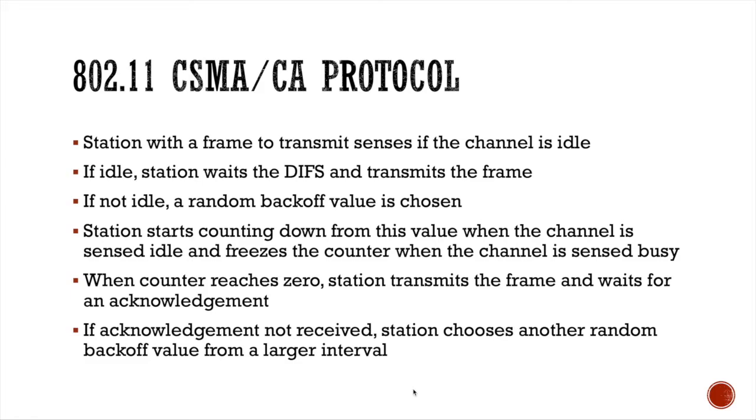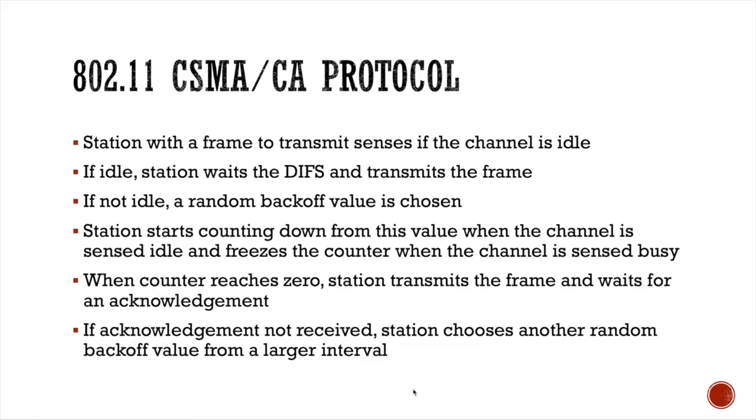In the 802.11 CSMA/CA protocol, the station that has a frame to transmit first senses to see if the channel is idle. If the channel is idle, then the station waits for a short period of time, the distributed interframe space (DIFS), and transmits the frame afterwards.